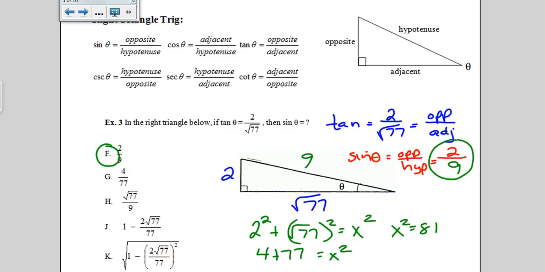Now, as I kind of looked through the answers, I knew 2 had to be in the numerator, so there was only one option that worked. I probably did a little too much work, but that's okay.